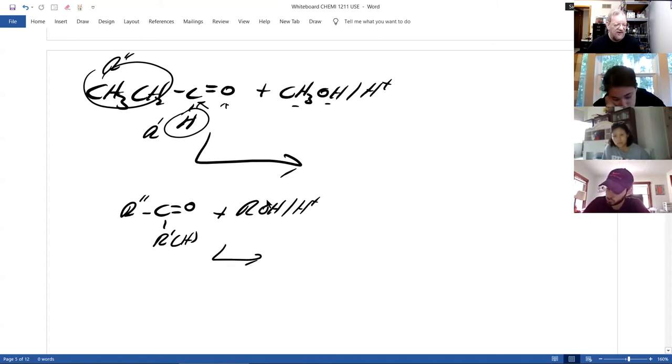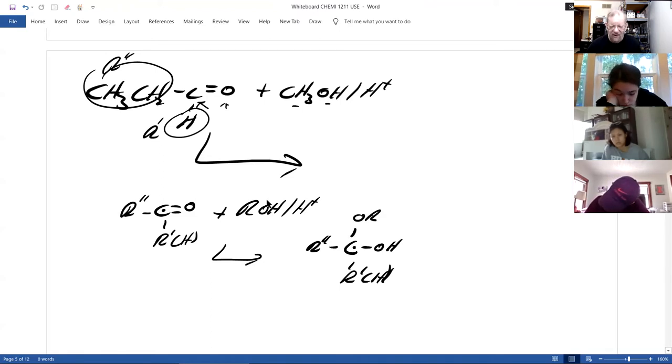Acid catalyst, keep your eye on the carbonyl carbon. What was attached to it? R prime or hydrogen. And R double prime is still there. It opens up to a hydroxyl group, OR. And remember what I showed you? The H goes to the oxygen and the OR attacks the carbonyl carbon. And this is called a nucleophilic attack.